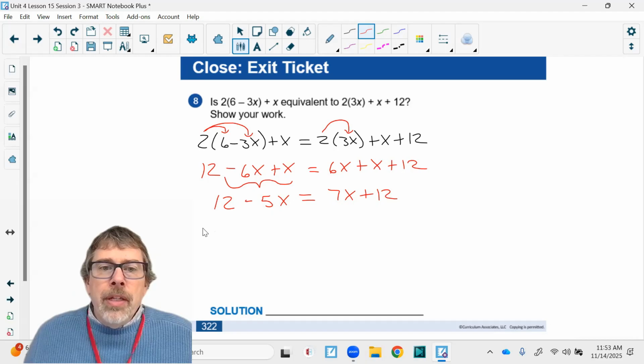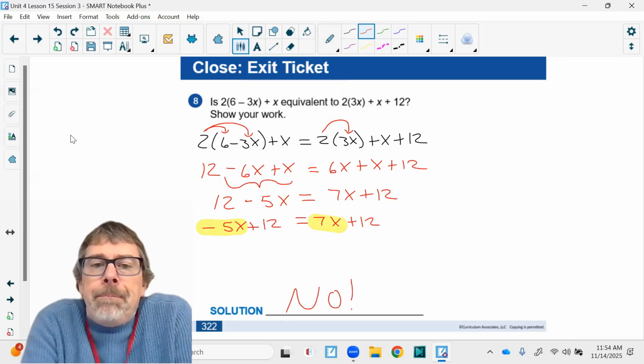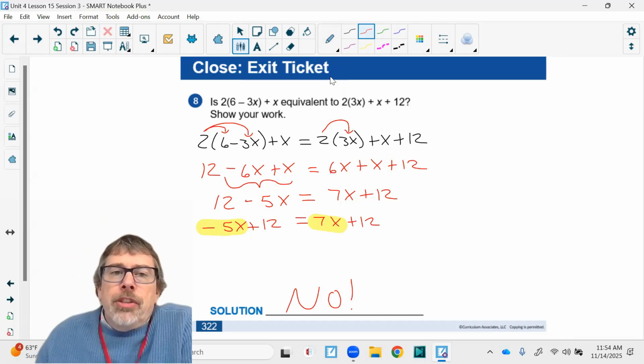Rearranging this, I'm going to put the negative 5x first and the positive 12 second and set it equal to 7x plus 12. And obviously, negative 5x is not the same as 7x. So this is not equivalent. Okay, these are not equivalent expressions.